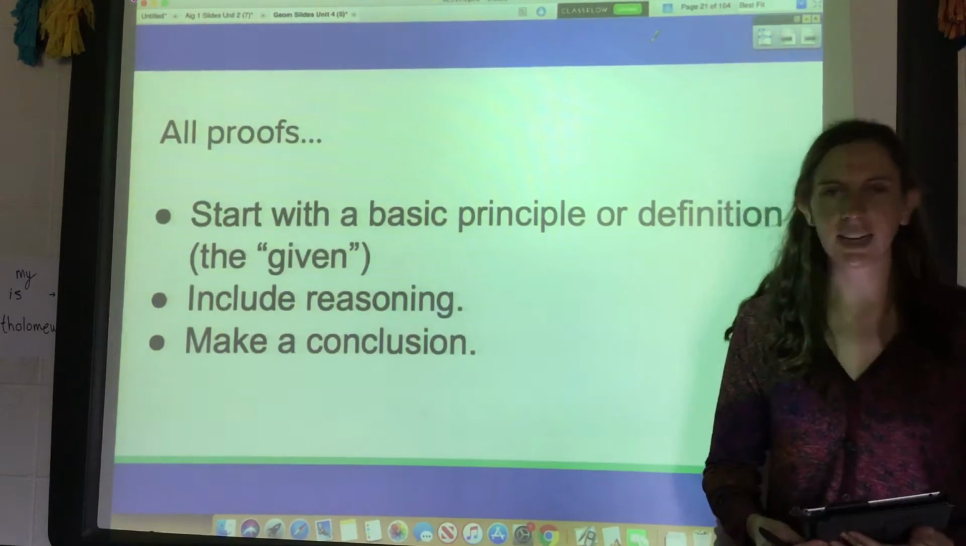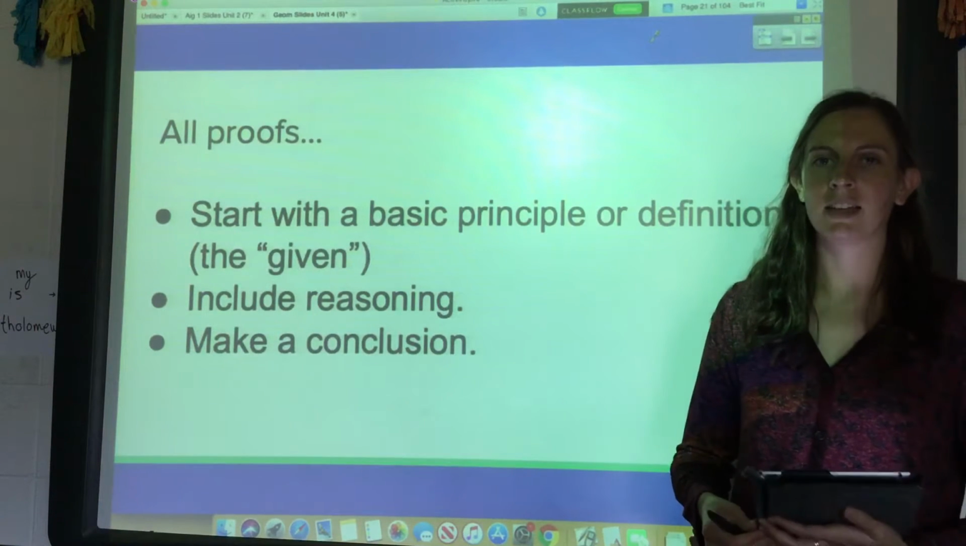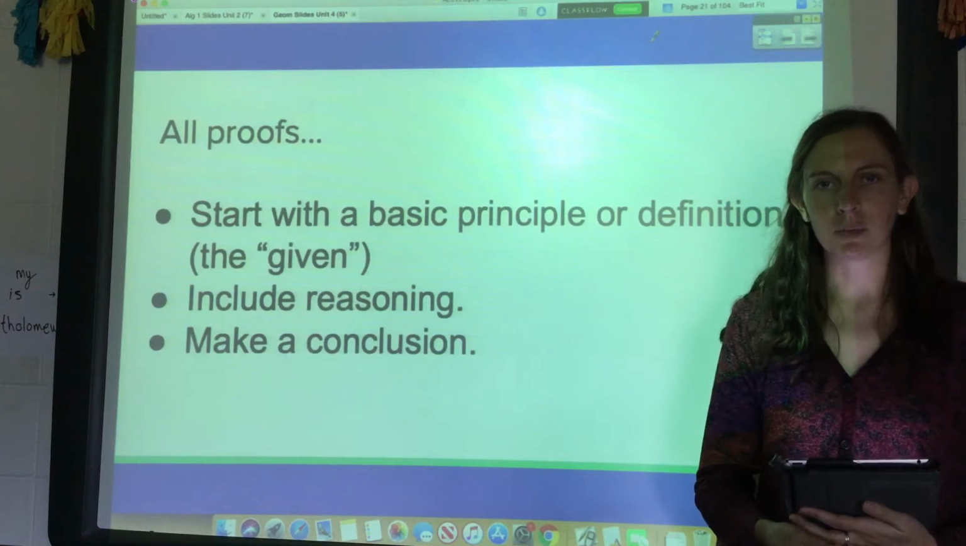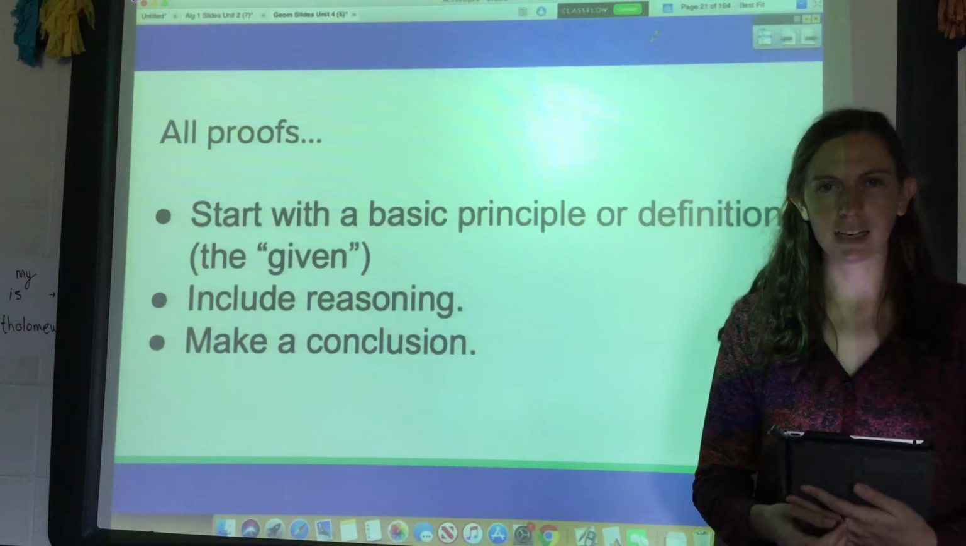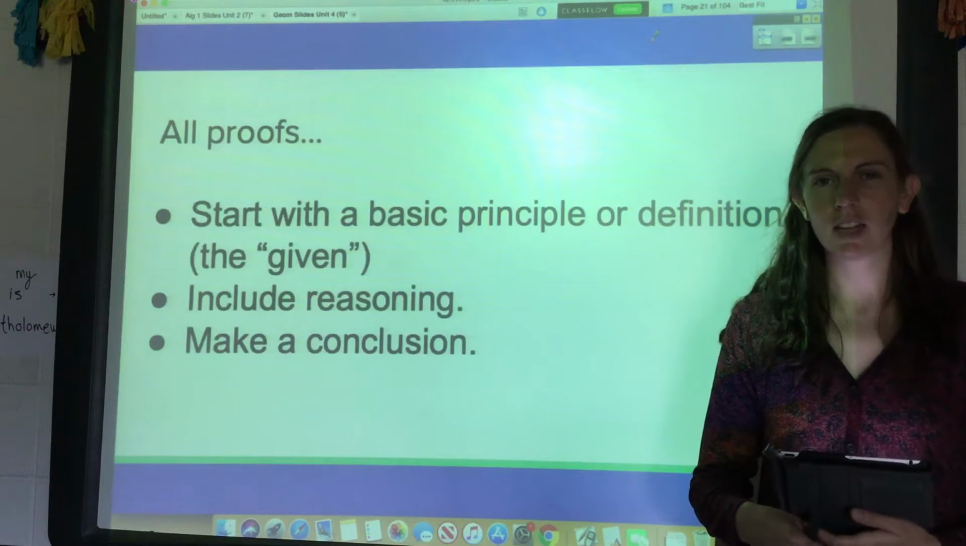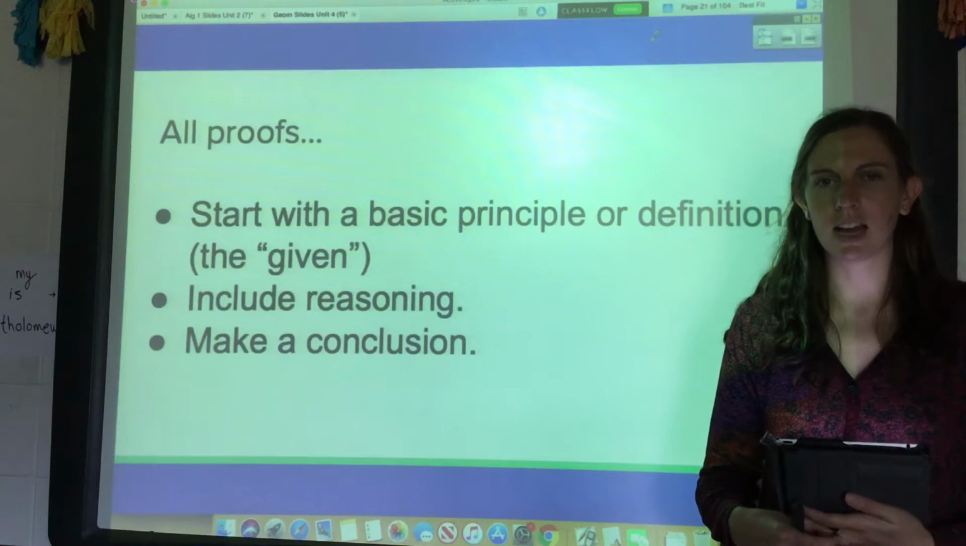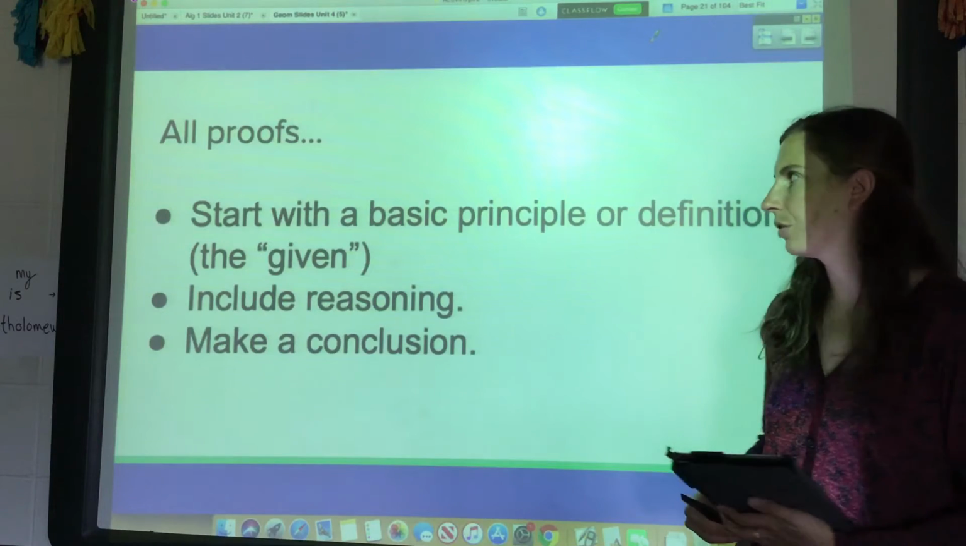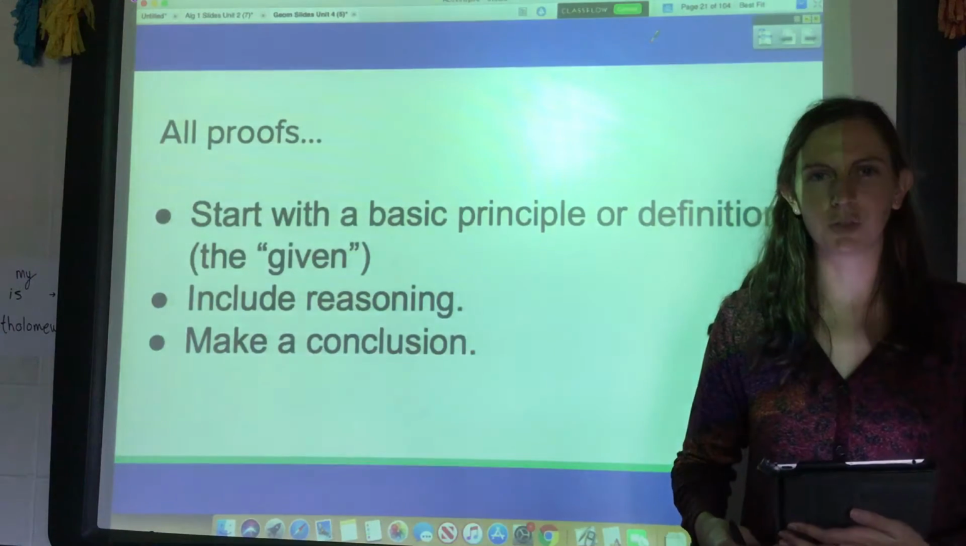So in geometry and in quite a bit of upper level math, you're no longer going to be just finding an answer. You're actually going to be proving that something is true. It's a lot more logic based and a lot less about the calculations, although you may do some calculations within that proof.